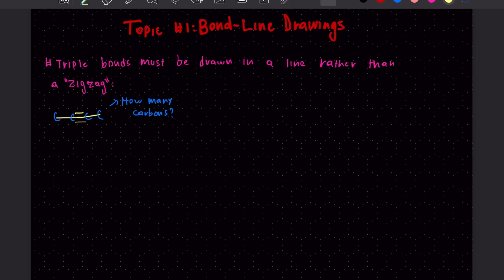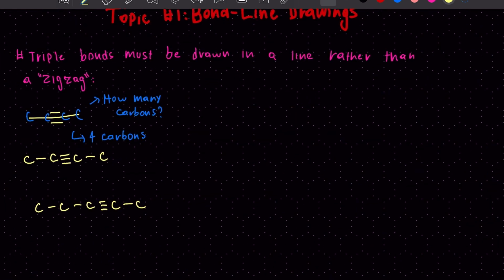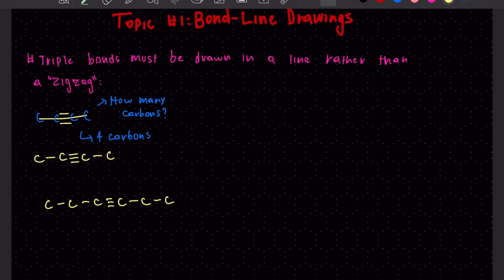Since if we were to draw this in a condensed form, we will see something like this. So this means that this structure would have 4 carbons. So that's what we mean when we say that triple bonds must be drawn in a line rather than a zigzag. So let's look at an example to better understand this. Let's say we're told to draw the bond line of this structure right here. So how would the bond line look?